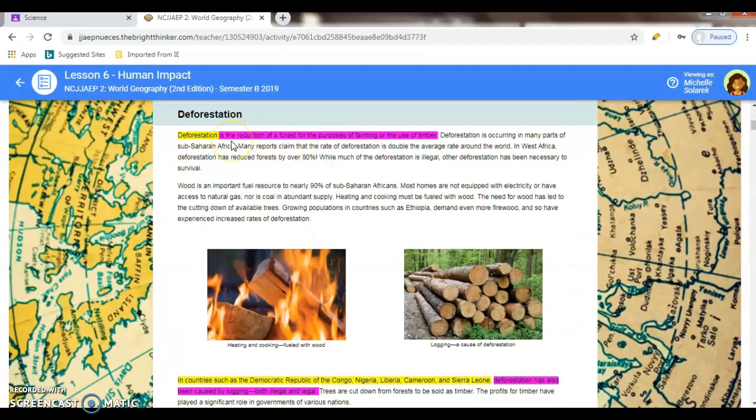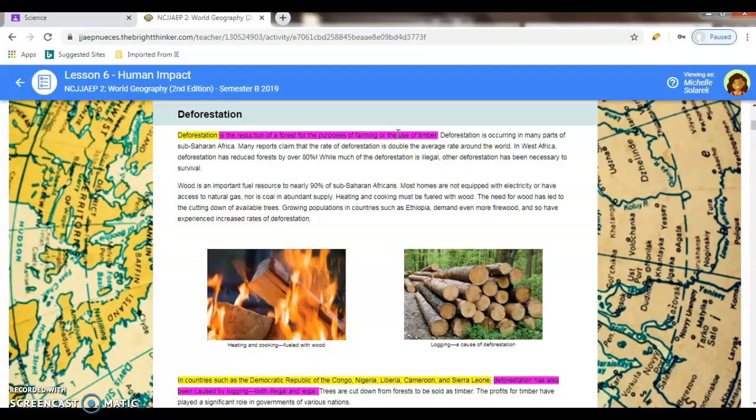Deforestation is the reduction of a forest for the purpose of farming or the use of timber. This occurs in sub-Saharan Africa, and many reports claim that the rate of deforestation is double the average rate around the world. In West Africa, deforestation has reduced forests by over 80%. While much of the deforestation is illegal, other deforestation has been necessary for survival.